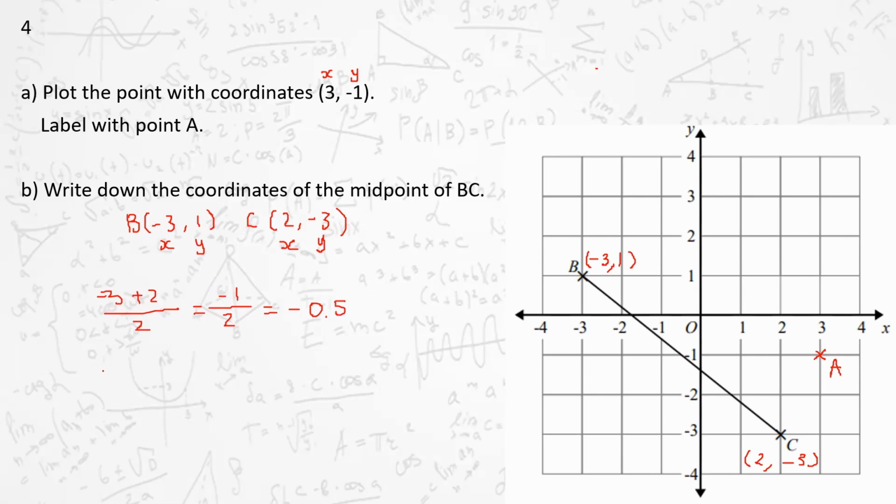Midpoint for y, 1 and minus 3 over 2. So 1 plus minus 3 is minus 2, over 2 gives us minus 1. So the midpoint of BC is minus 0.5, minus 1. Minus 0.5 is on my x-axis. Minus 1 is here. So this is the midpoint of B and C.